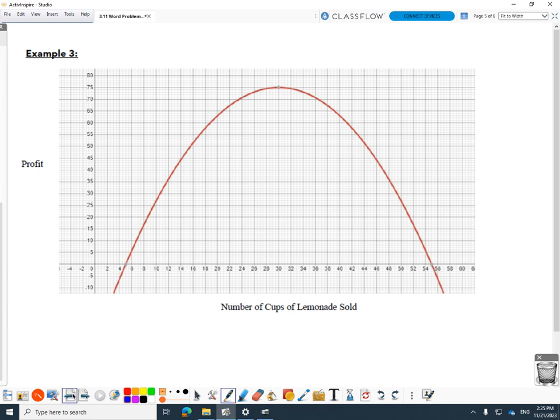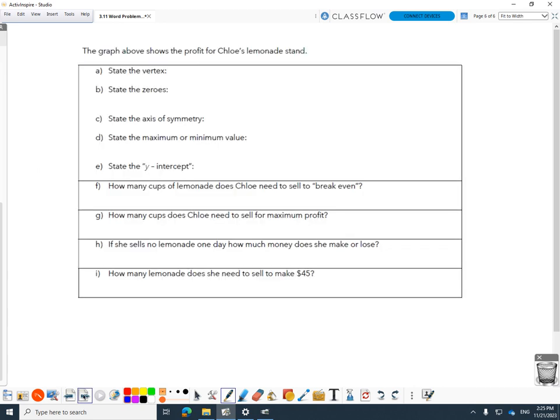She'd like to sell exactly as many cups of lemonade to get maximum profit. Just run out of cups, run out of lemonade, and then go home. She doesn't have to buy more cups. We'll just keep it as simple as that. Okay, so here are the questions. State the vertex.